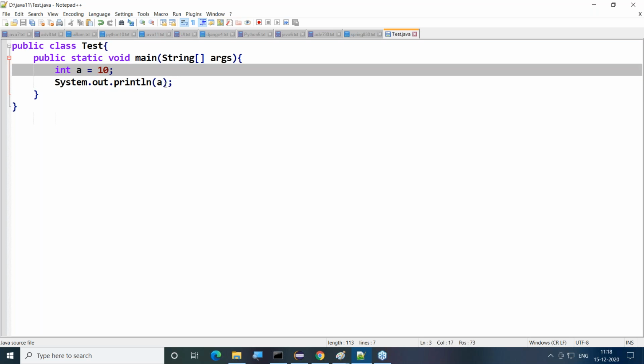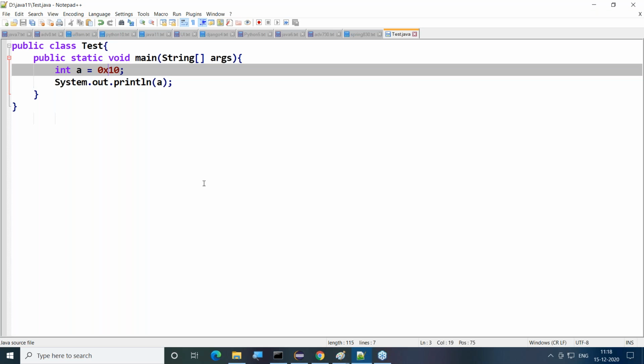Now, I want to make it a hexadecimal number. Then how is it possible? Just we have to provide either 0 small x or 0 capital X. Here we provide 0 small x. Now let me compile and execute this.